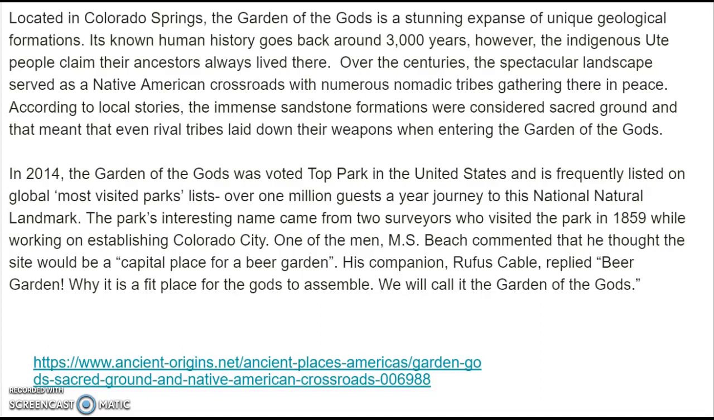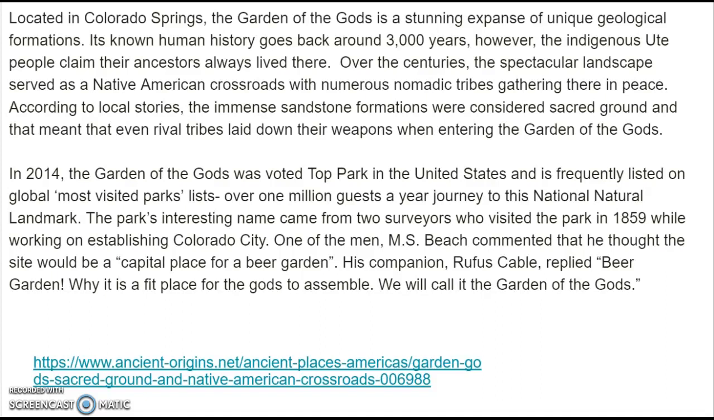And so here, one of the most important factors is the idea of the name of the Garden of the Gods. Although we acknowledge the great importance of this Native American crossroads, we also acknowledge the funny colonialistic history of its name. Apparently, some prospectors thought it would be a great place to drink beer, and that is why we call it the Garden of the Gods.